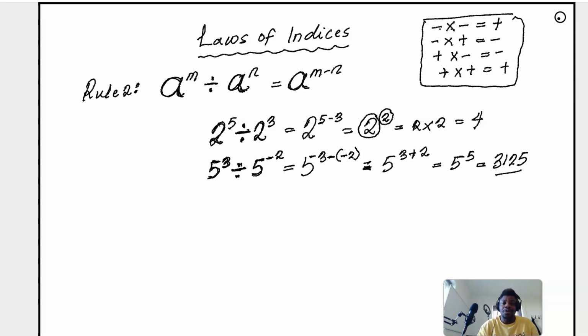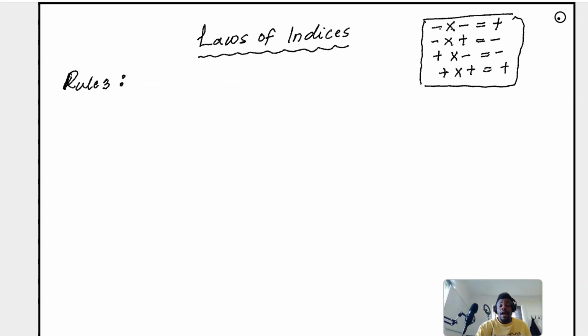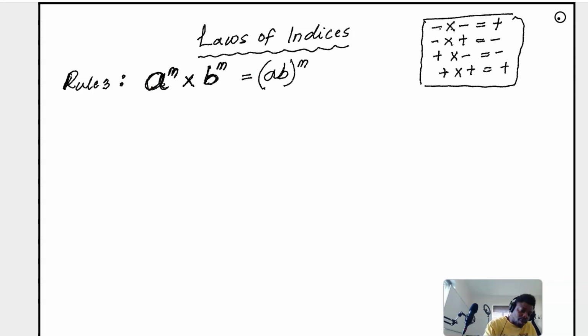Let's go to the next rule, which is the third rule of indices. Now, rule 3. A raised power m times b raised power m. Here, you can see that the bases are different, but the powers are the same. So, if you are multiplying different bases with the same power, you will just multiply the bases, a times b, that is ab, and you maintain one of the power. So what I'm trying to say is that if you have 2 raised power 3 times 3 raised power 3.